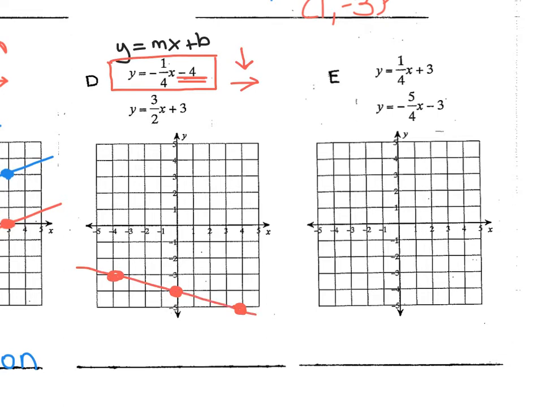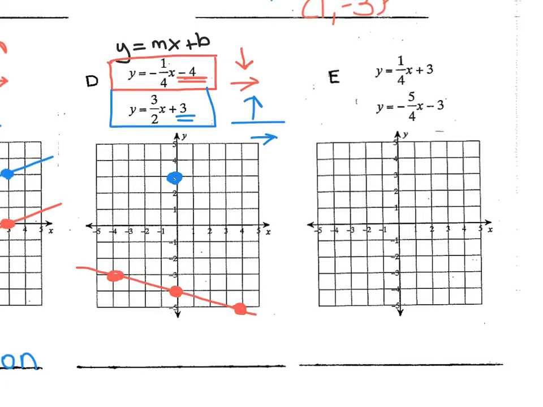For our second line, b is +3. So we begin at +3. Our slope is 3/2, so we would go up 3 and right 2. But there's a problem with that. The problem is that we can't go up 3 and right 2 without going off our graph.